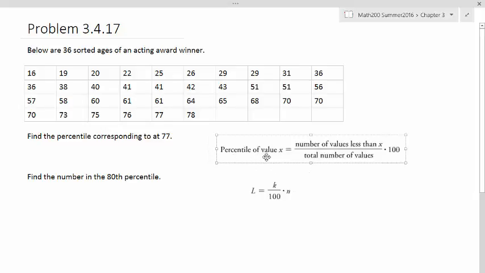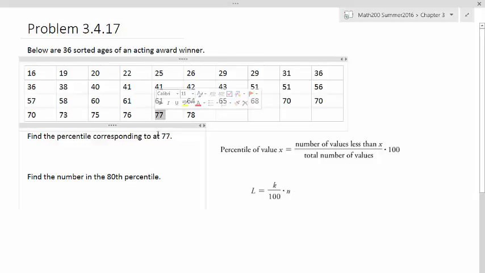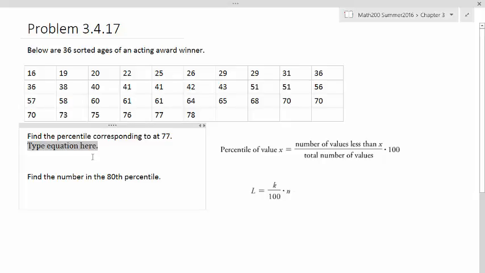To find the percentile of a value x, we have to have the numbers sorted, and we find all the numbers that are less than the value of x. In this case, x is 77 for our first problem. And then we divide it by the total number of values and simply multiply that by 100. So let's do that. We have a 77.